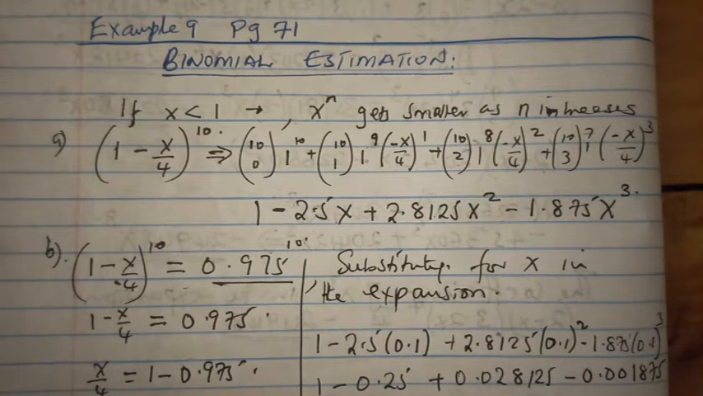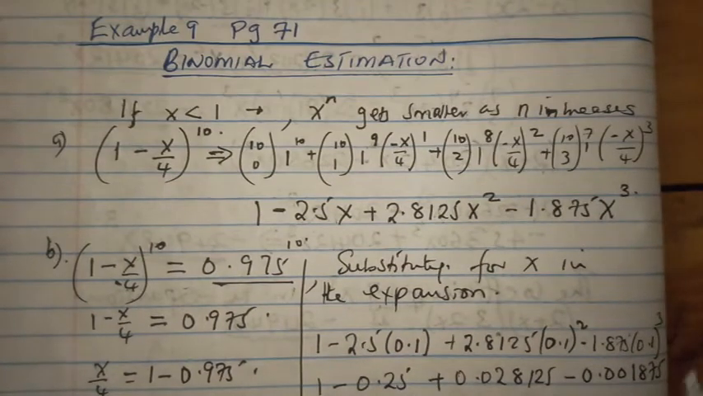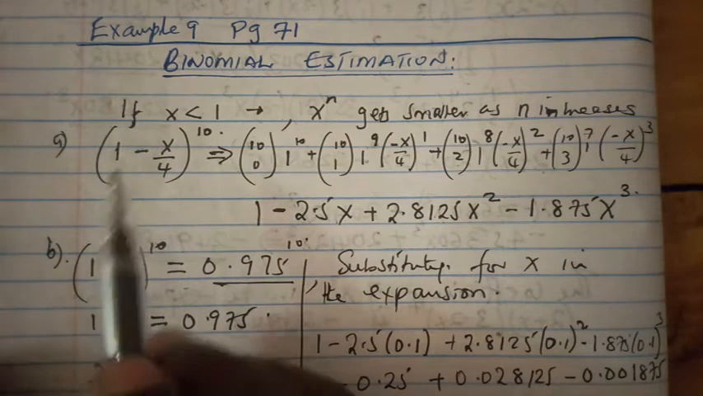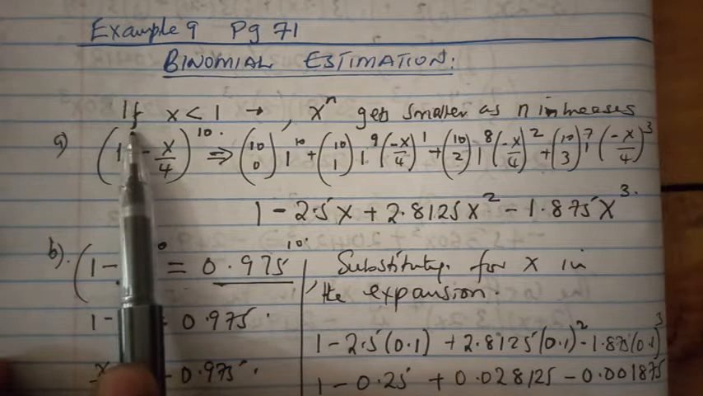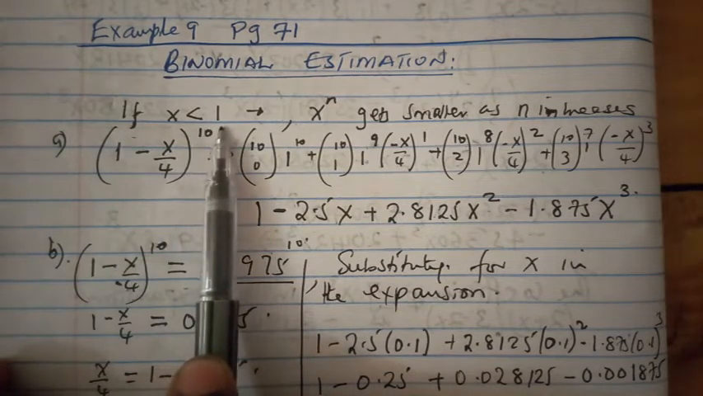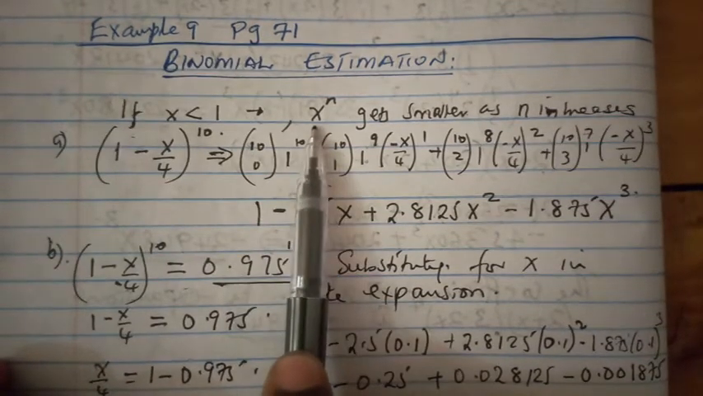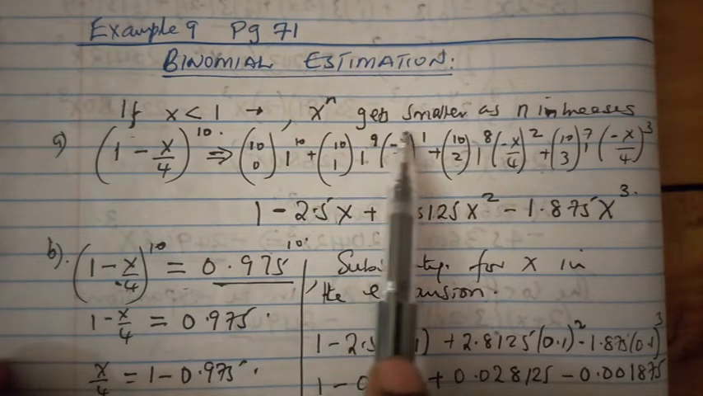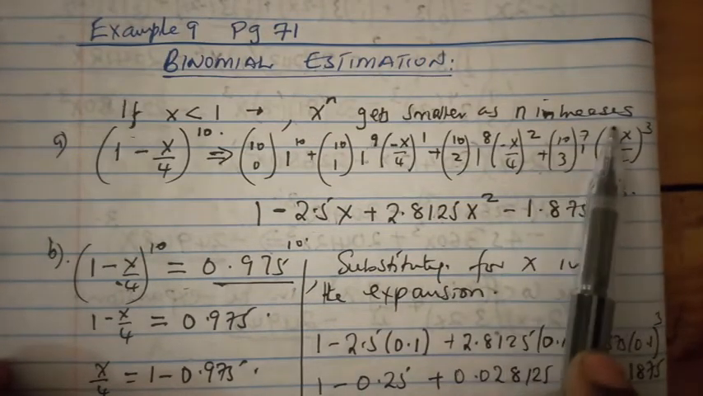In this video I want us to explain example 9 of binomial estimation, and we are on Pure Mathematics 2 page 71, whereby we want to learn about binomial estimation. Under 4.5 we are told that in engineering and sciences it is often useful to find simple approximations for complicated functions. One thing that is very clear is that if x is less than 1, then x raised to power n gets smaller as n increases.